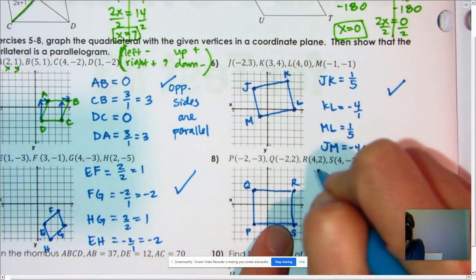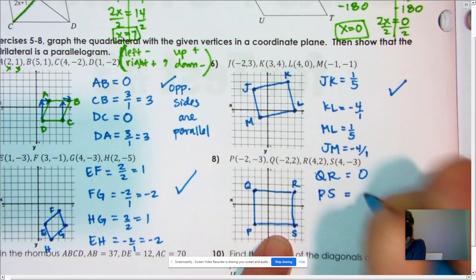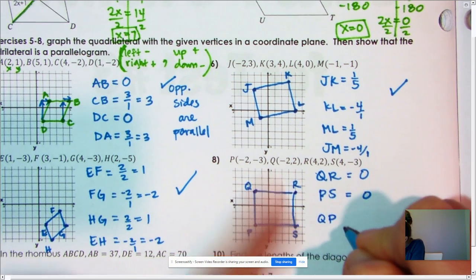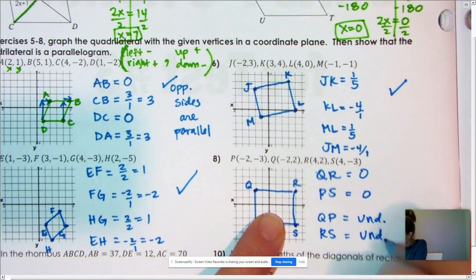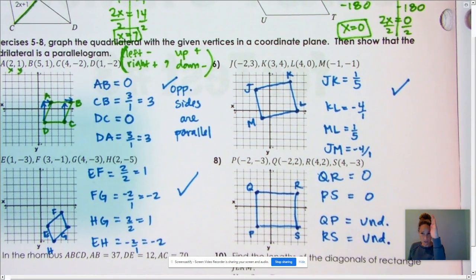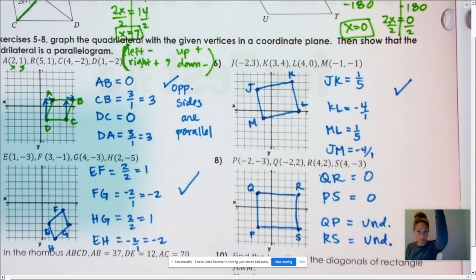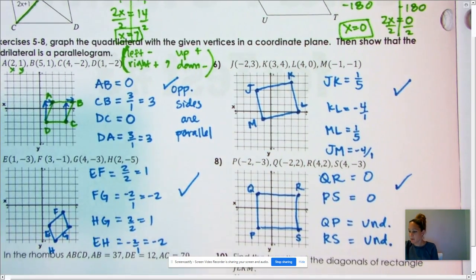Okay, so I know that from Q to R and from P to S, those ones are both 0 because they're flat. Okay, from Q to P and from R to S, those ones are both undefined because what kind of slope is that? If I were skiing, I would just be falling. Okay, bloop. You can't really say how much it goes up and over because it doesn't go over at all. It just keeps going up, up, up, or down, down, down, down, down forever. Okay, so that one is an undefined slope. So we showed that the opposite sides are parallel to each other. So yes, it is a parallelogram.